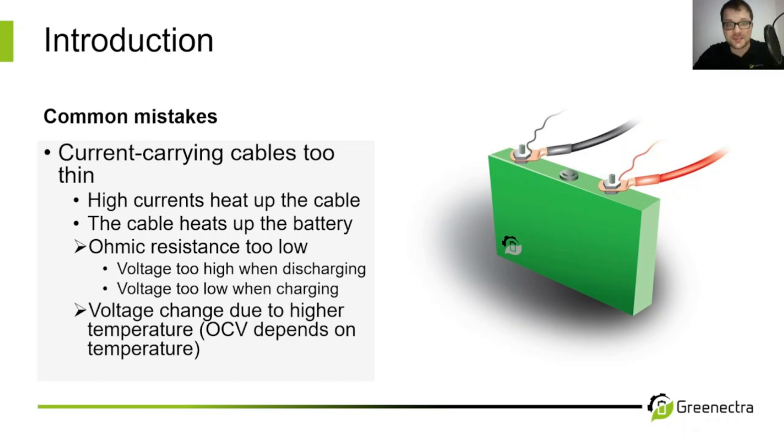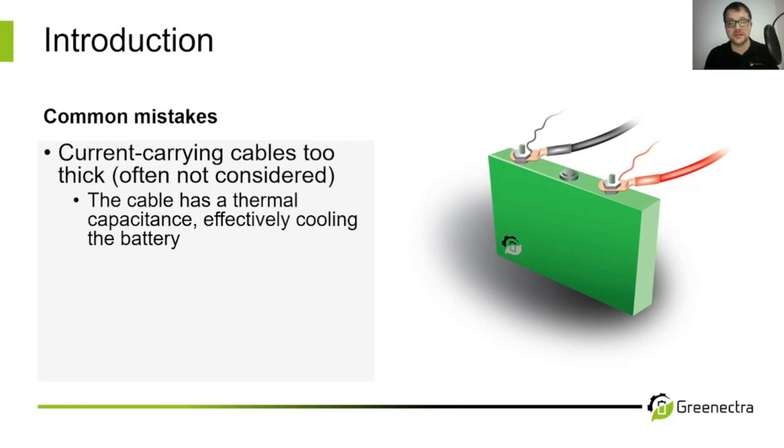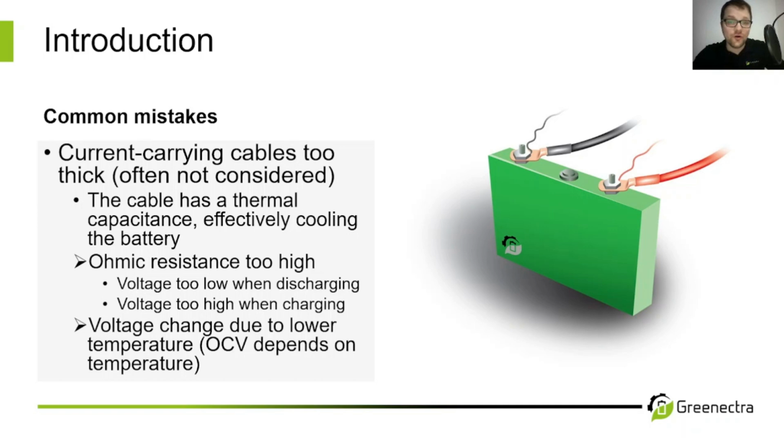The second mistake, that is current carrying cables being too thick. Well, a cable has a thermal capacitance and as a result, it would act like a heatsink, effectively cooling the battery during operation. As a result, the ohmic resistance would be too high. And as a result of a too high ohmic resistance, the voltage would be too low when discharging and too high when charging. I think you know what's coming. Yes, OCV depends on temperature and the temperature drop would obviously also influence the voltage.